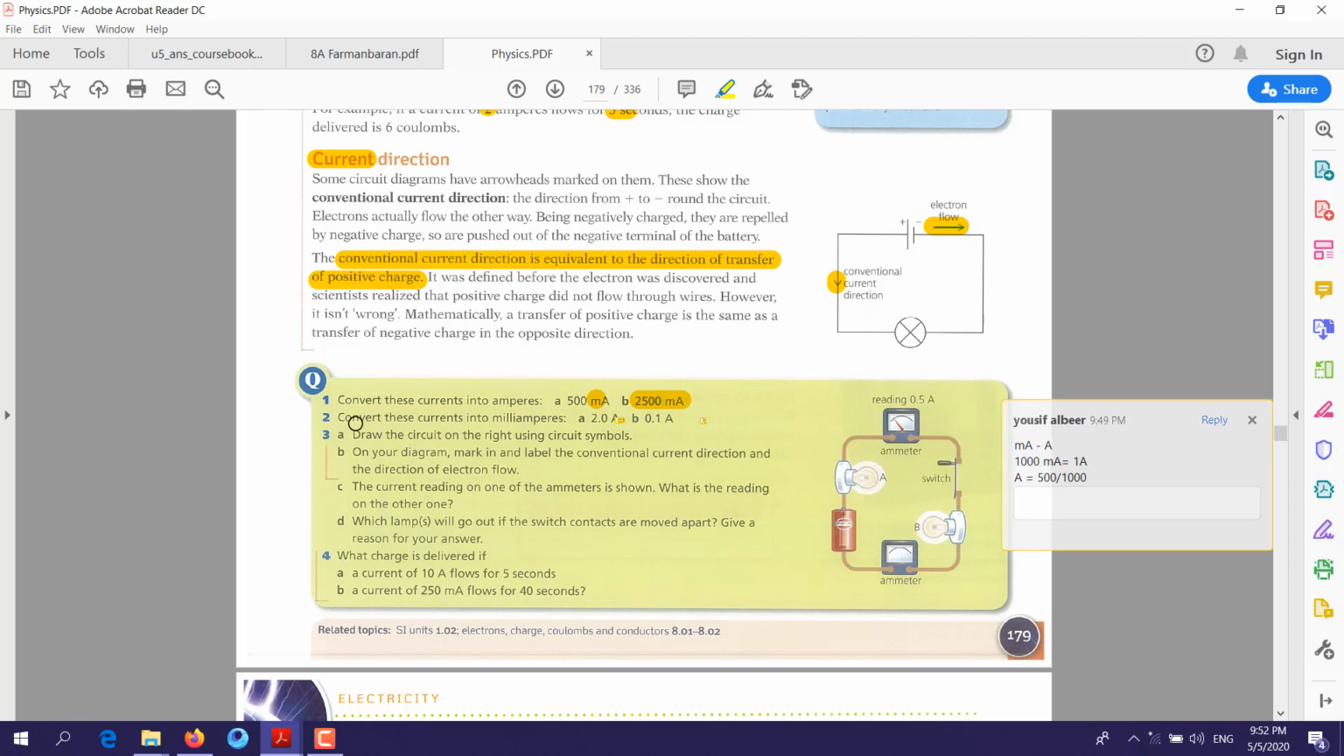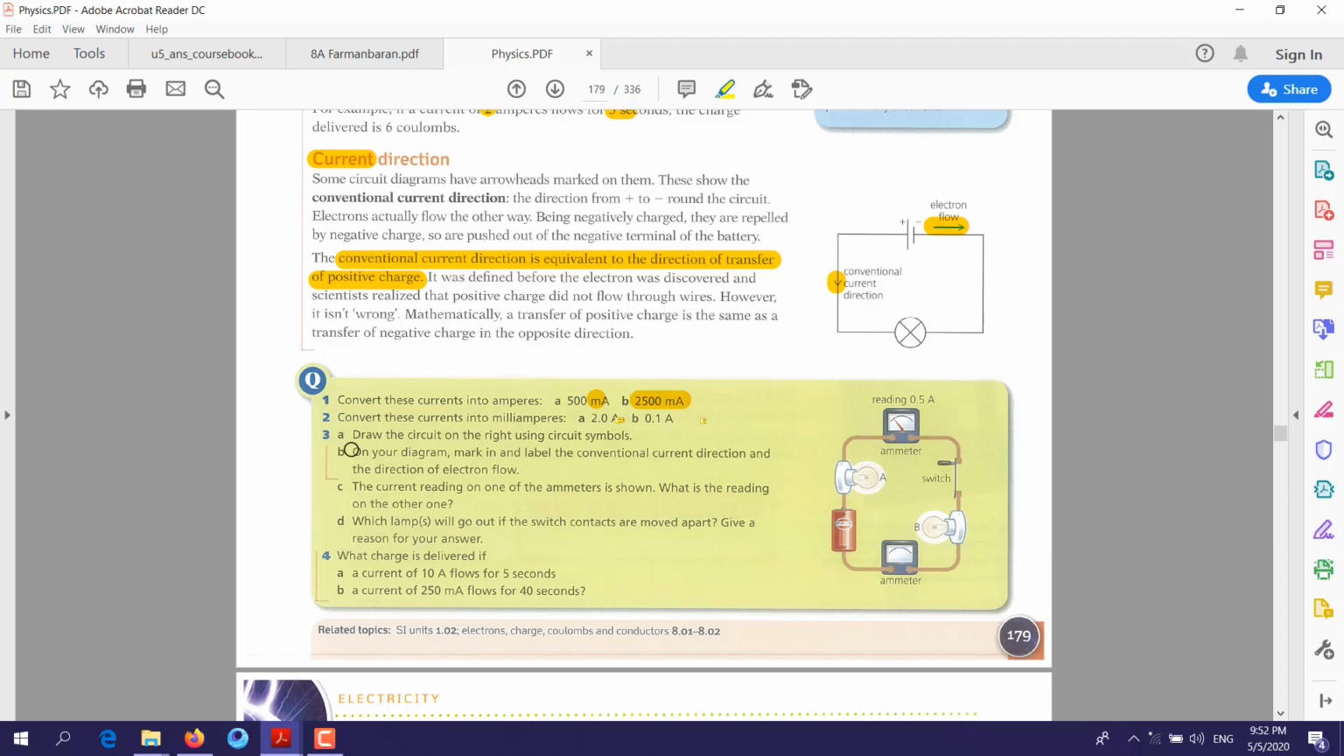Question number 2, convert this current into milliamperes. This will be your task. I did the first one from milliampere to ampere. Now it's your turn to do from ampere to milliampere. If you just focus on how I solved the first question, now you can solve the second one.